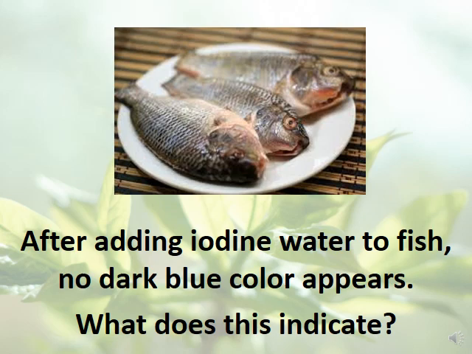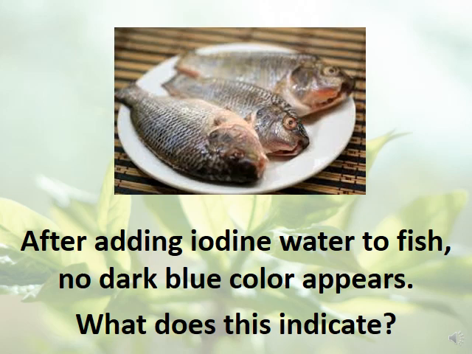What is the significance of this? There is no dark blue color with iodine water. So iodine water, as we know, is used to identify the presence of starch. So we don't have dark blue color. We don't have the positive result. Dark blue color is the positive result with the iodine water. So we don't have dark blue, so we don't have starch. So there is no starch.